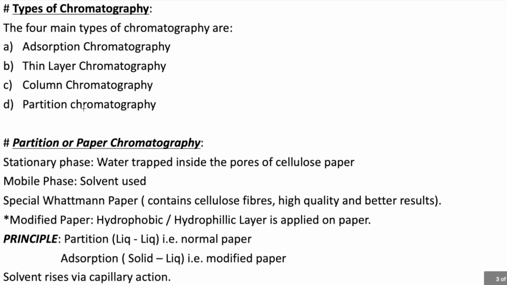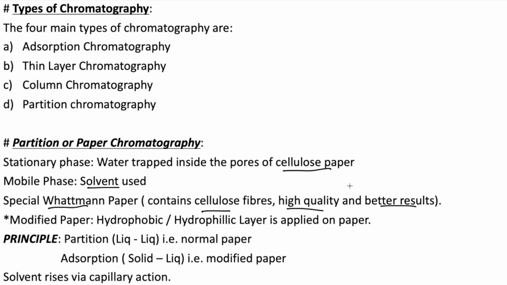There are basically four types of chromatography: adsorption chromatography, thin layer chromatography, column chromatography, and partition chromatography. Partition chromatography, also called paper chromatography, is where the stationary phase is water trapped inside the pores of cellulose paper. The mobile phase is the solvent which is used. The special paper, called Whatman paper, contains high quality cellulose fibers and gives better results.